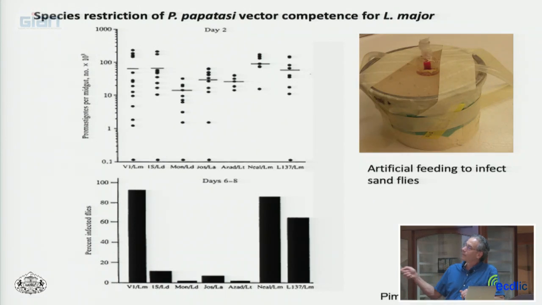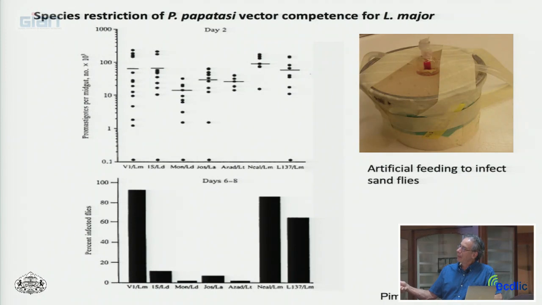So lots of different strains of Leishmania, and the flies are artificially infected with these different strains or species of Leishmania. And if you dissect the flies, each of these points is the number of parasites in the midguts of the flies after just two days. And you can see that if you look early on, when the blood meal is still present in the midguts of these flies, that the parasites are present. It doesn't make any difference what strain you infect them with.